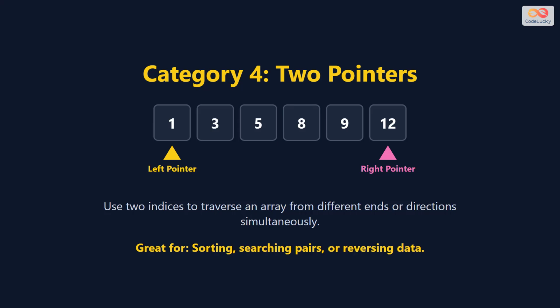A very popular strategy for array problems is the two pointers technique. Instead of using a single loop, you use two indices, often starting at opposite ends of an array and moving towards each other. This is incredibly efficient for tasks like checking if an array is sorted, reversing a list, or finding a pair of numbers that add up to a target.